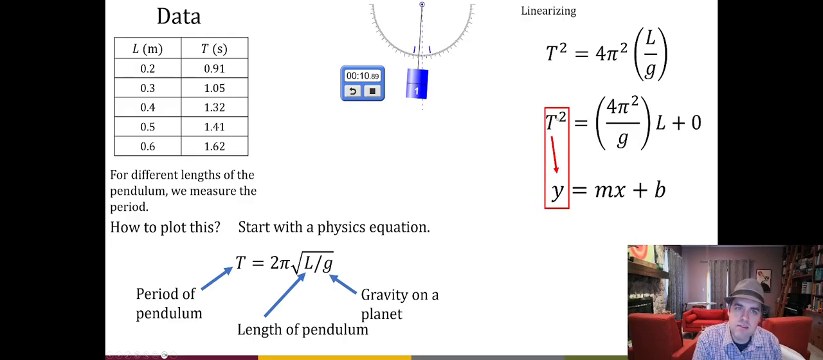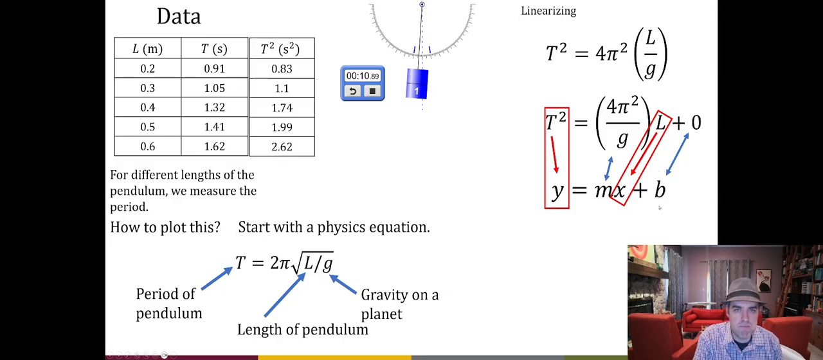So you can see that the T squared is in the y position. So in our y-axis data, let's plot T squared. And in the x position, we have L. So L data is in the x position, so we'll plot L on the x-axis. And then this whole term, 4 pi squared over g, is our expected value for slope, and 0 is our expected value for our y-intercept.